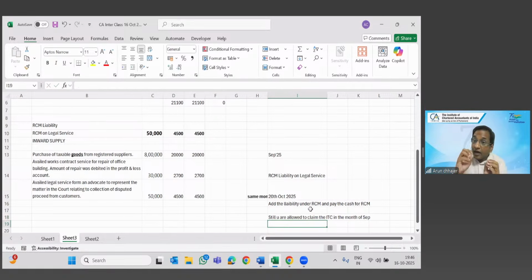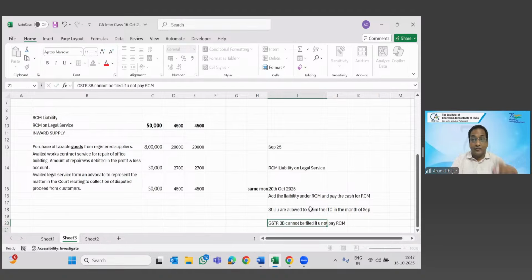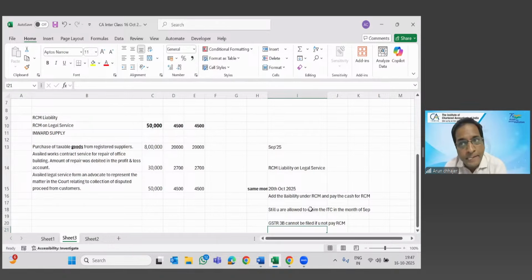Logically, it appears that you are claiming the ITC prior to the payment. But please note, friend, it is not a problem in the GST. Why? GSTR 3B cannot be filed if you do not pay RCM. If you do not pay RCM, can we file the GSTR 3B without paying the liability? Can we file the GSTR 3B?